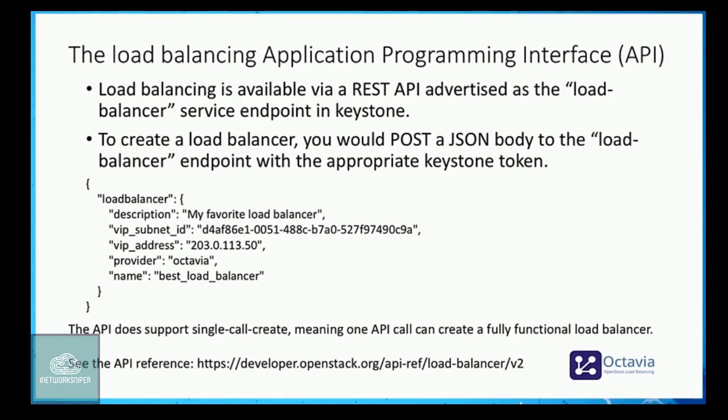I can give a description. You have to give it a subnet where you want the VIP to be. You can give it the address or not. If you don't give it the address, it will allocate one itself. But if you want to give it one, that's good. You can give it a provider, like in this case, we are asking for an Octavia load balancer. And we always like to give Octavia load balancers the name best load balancer, because we like them the most.